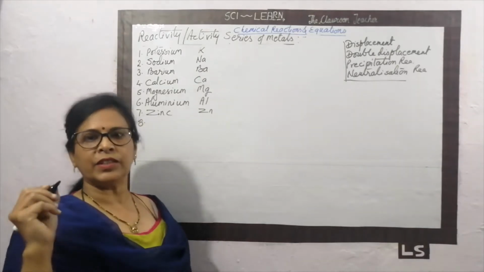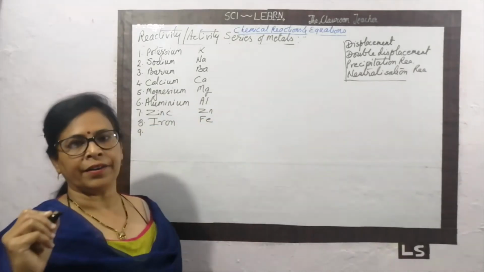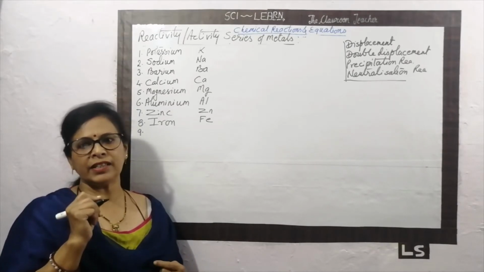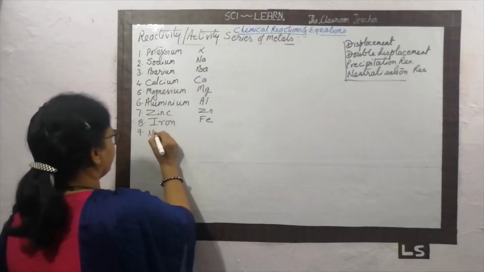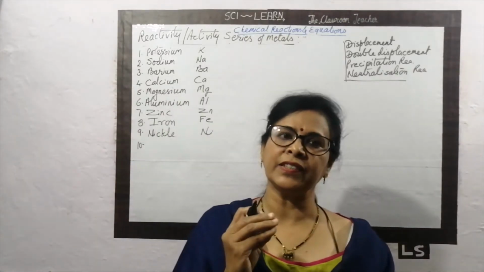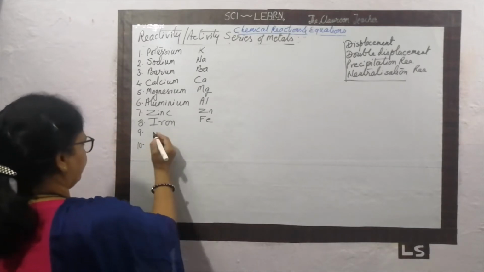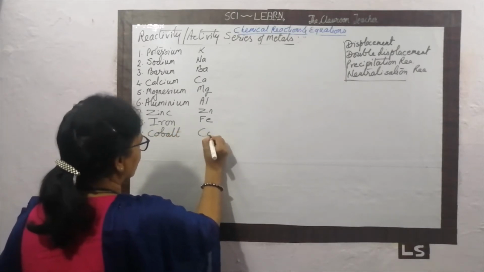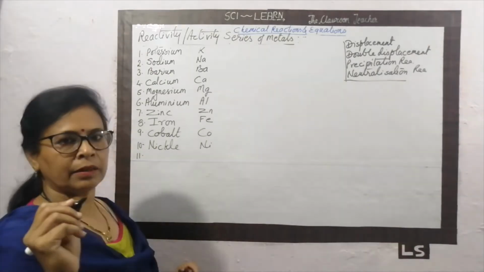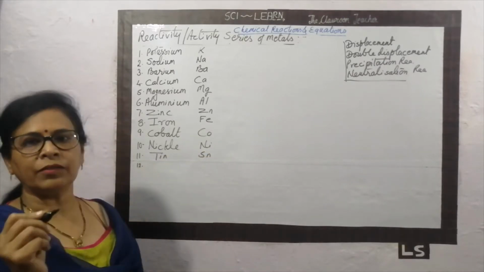After zinc, the metal placed is iron. After iron, the metal placed in this reactivity series is nickel. Now one more is here, that is cobalt. Before nickel, cobalt is also here. Cobalt, it is Co. Then nickel, that is Ni. After nickel, the next metal placed is tin, Sn. After tin, the metal placed here is lead, Pb.